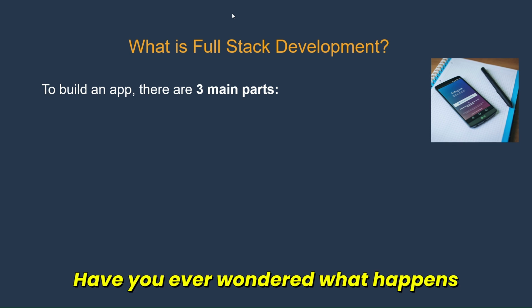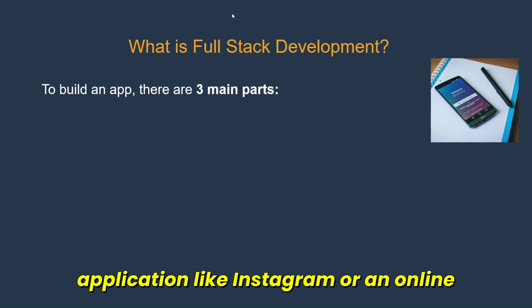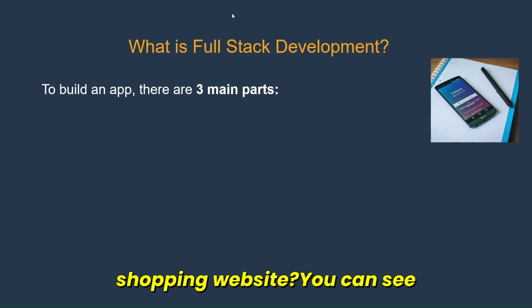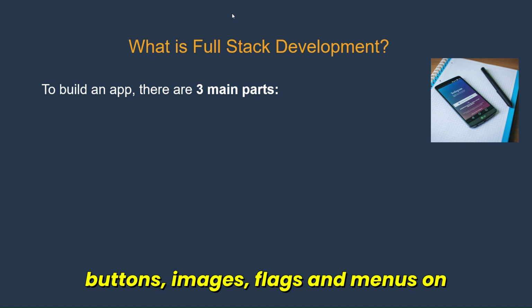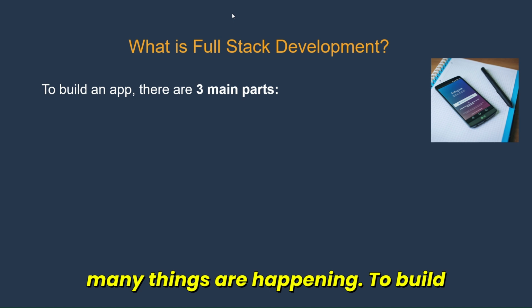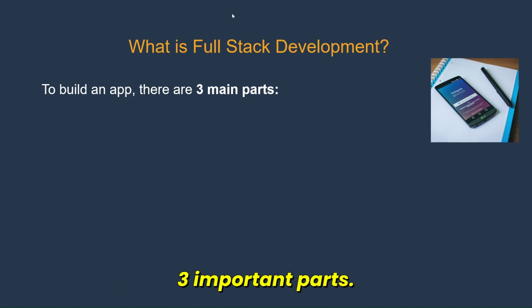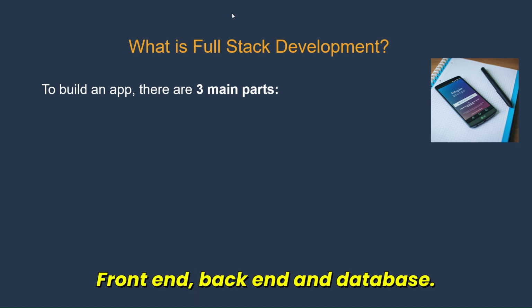Have you ever wondered what happens behind the scenes when you see an application like Instagram or an online shopping website? You can see buttons, images, text, and menus on the screen. But behind that screen, many things are happening. To build a complete application, we mainly need three important parts: frontend, backend, and database.